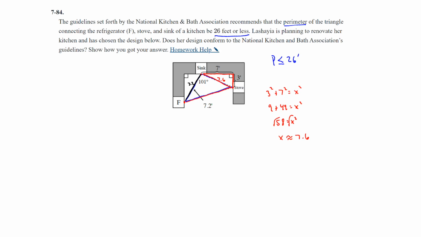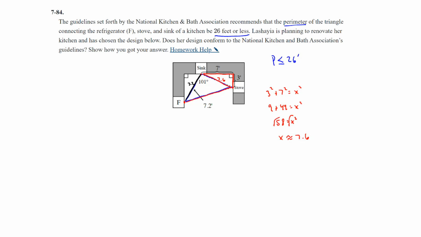Now, it's not a right triangle. We have 101 degrees there, so we can't use that. I'm not going to be able to use our trig ratios. So what else can we use? Well, we have the law of sines and we have the law of cosines to help us solve triangles that are not right.